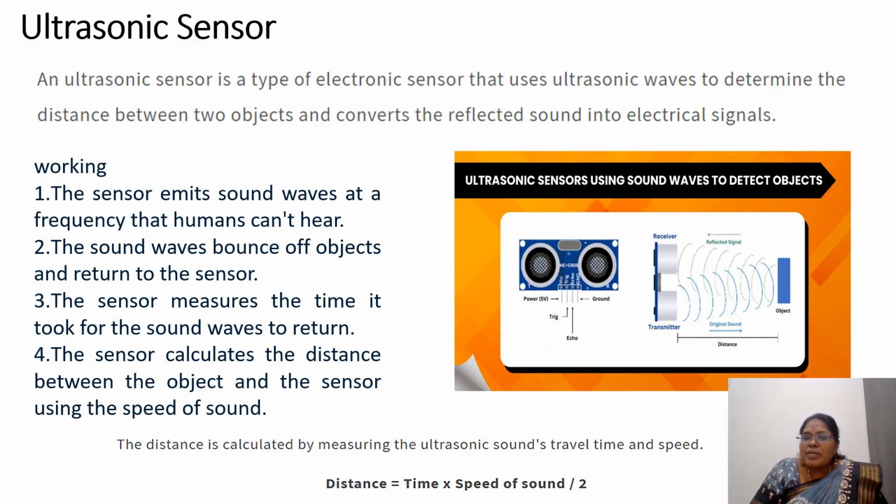So the distance is calculated by measuring how much time the ultrasonic sound takes to travel, and the speed. Based on that, we can find the distance. The ultrasonic sensor is used to calculate only the distance. It will sense the object direction and immediately come back. That distance it will measure, and how much time is taken to detect that, we have to measure. So that is the use of this ultrasonic sensor.